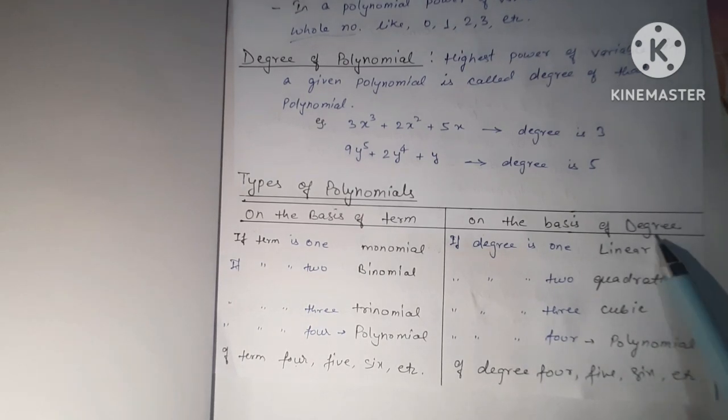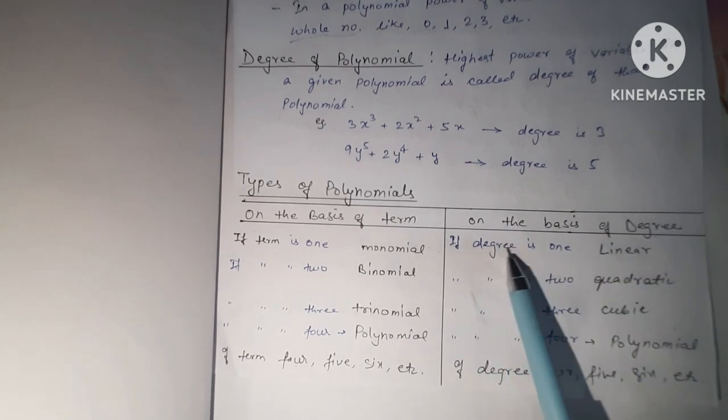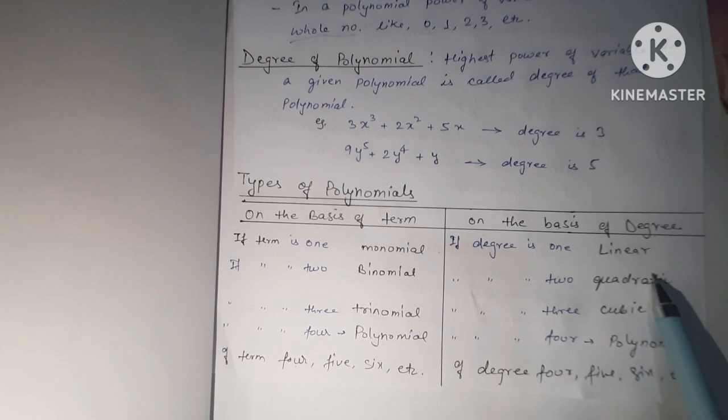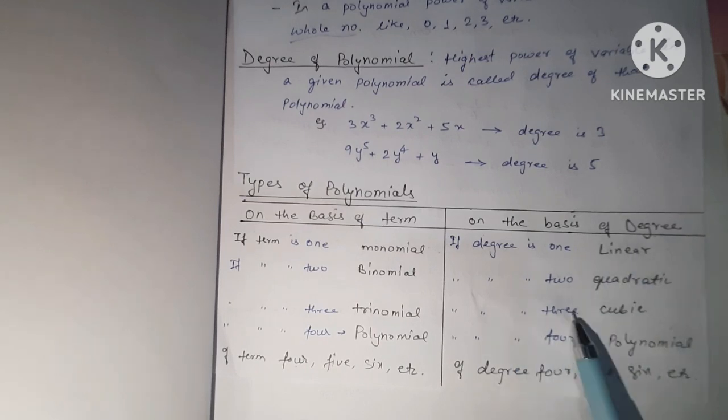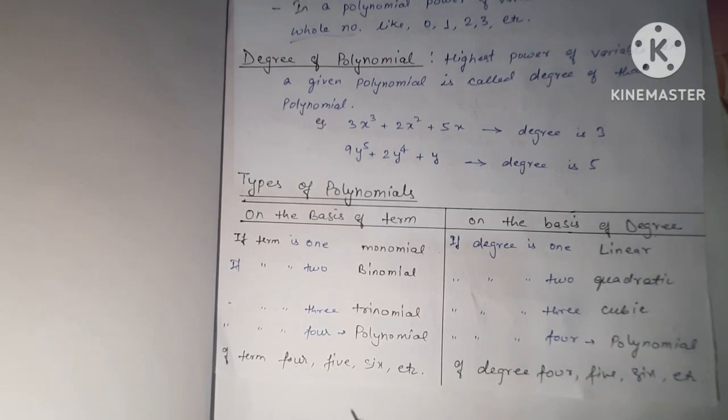On the basis of degree, if the degree is 1, we call it a linear polynomial. If the degree is 2, we call it a quadratic polynomial. If the degree is 3, we call it a cubic polynomial, and so on. If it is 4 or more, then we call it a polynomial of degree 4, 5, 6, etc.